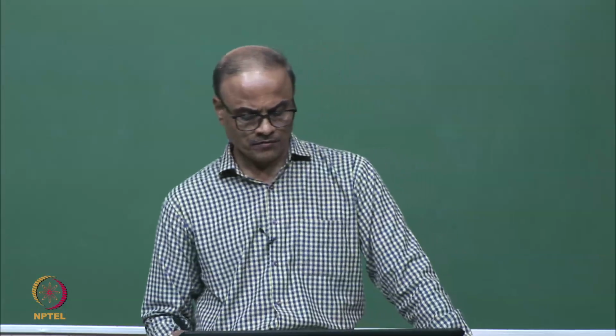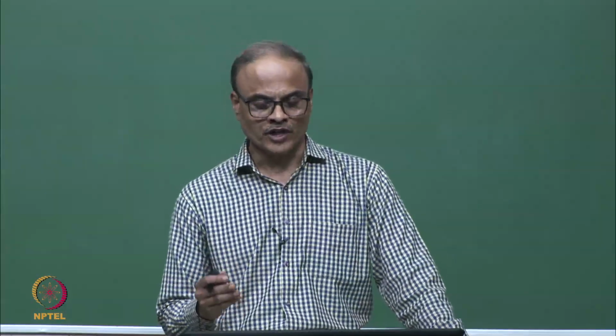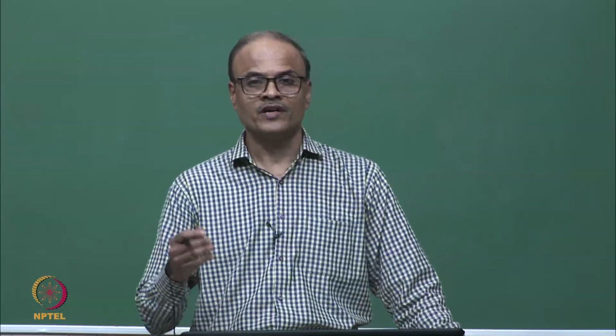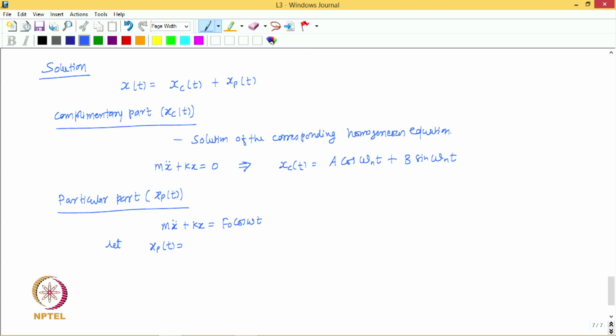Now here, because the forcing function is a function of frequency omega, we expect that the system would respond at the same rate, and hence it is logical to assume the particular solution as being of the same form, that is cos omega t, but having an amplitude say x_p0, or x p naught. So, that is the amplitude of the particular solution.